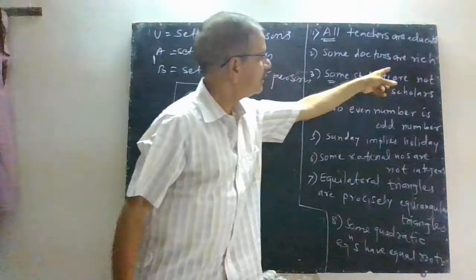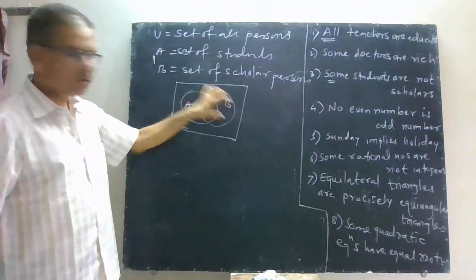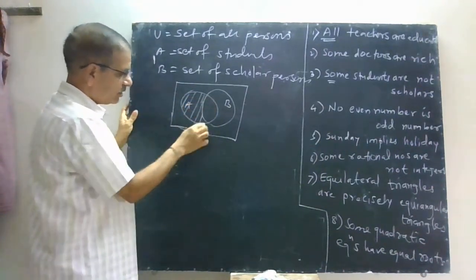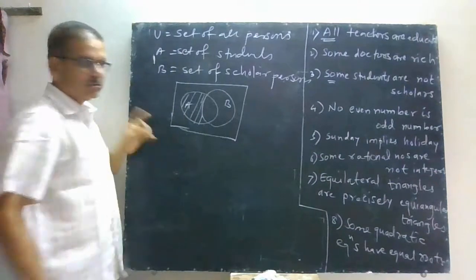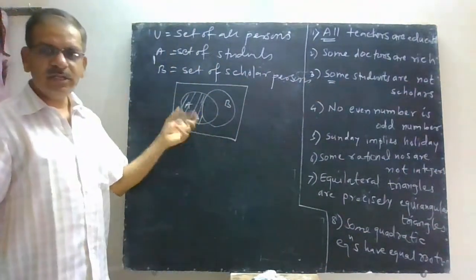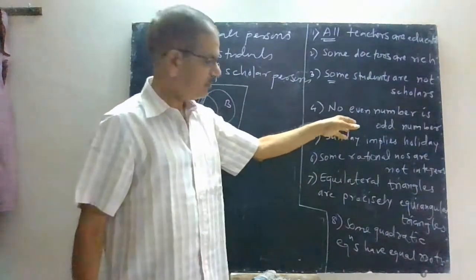And when you have not scholars, this is the set of scholars. The not scholars means this is your set. You cannot draw this one because they are scholars. So the only thing you have to remember, when it starts with some, your figure will only have to change the shaded portion.